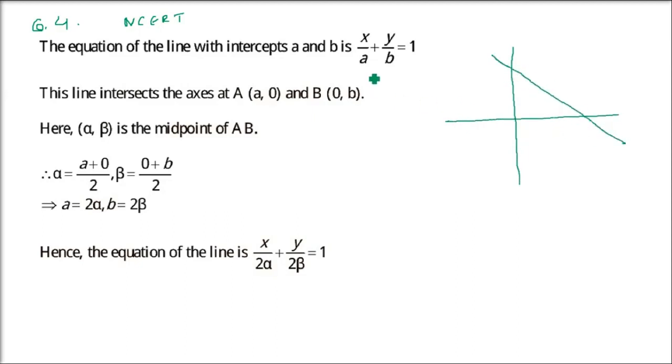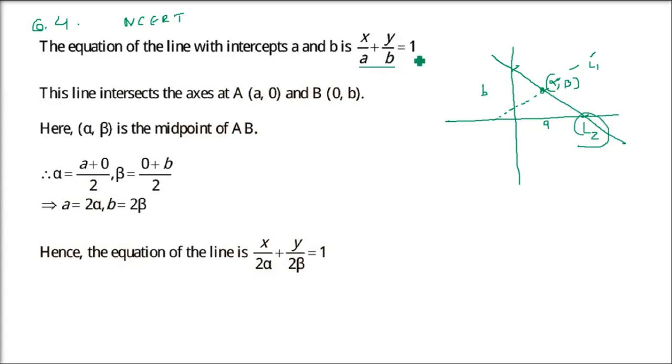So there is a line with x and y axes, and it is making intercepts A and B. We know this usual line. Now on this line there is a point which is bisecting it. So we have a straight line which is passing through alpha and beta, and this point bisects the line between the axes. So alpha and beta is there on that line, and it is actually the midpoint.